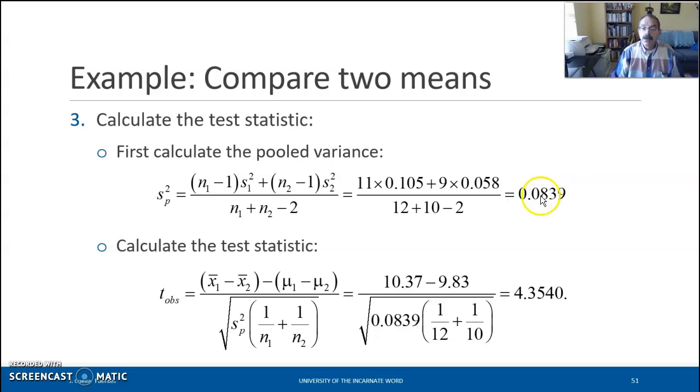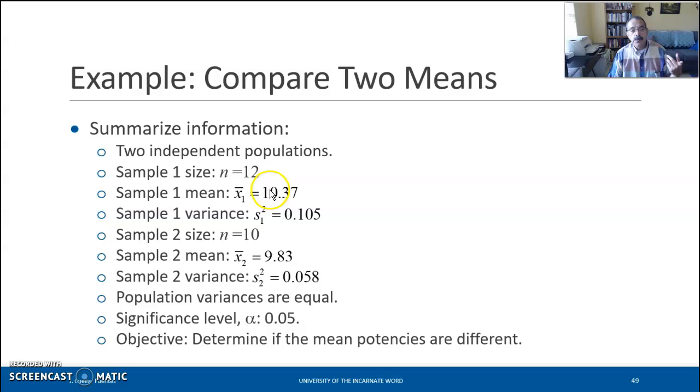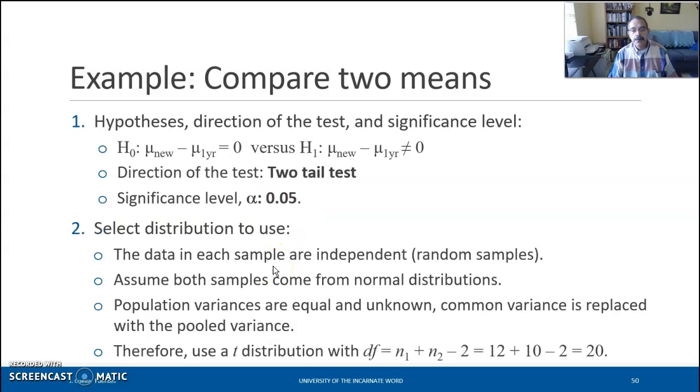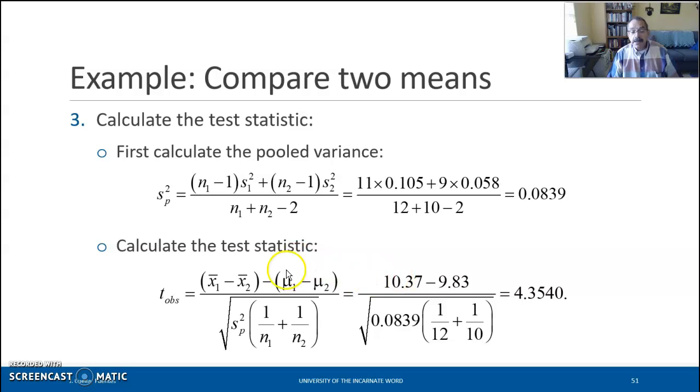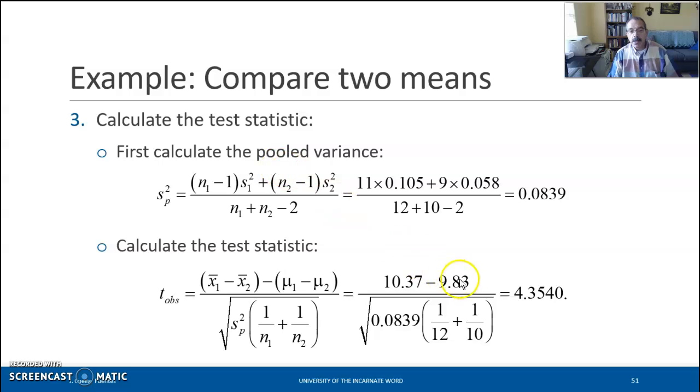All right, so now we're going to use that number in our test statistic. So the difference of x1 bar minus x2 bar, the difference between the two averages that we have over here, 10.37 minus 9.83. And the difference mu1 minus mu2 in this case is 0, because under the null hypothesis, the assumption is that that difference is 0. So that's why there is nothing here other than the difference between the two sample point estimates.